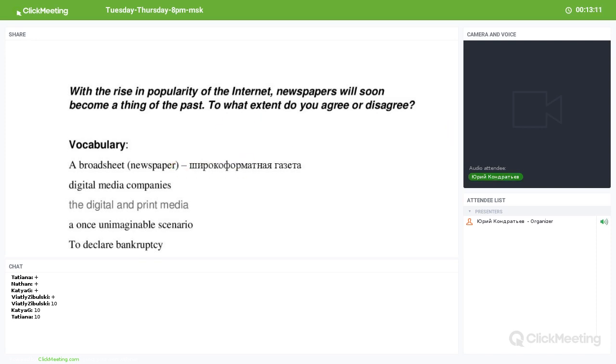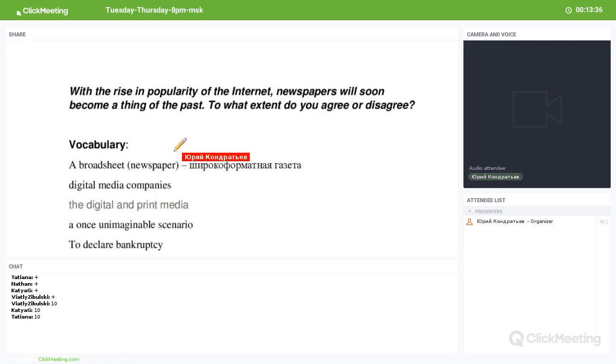Okay, so there is a synonym for a newspaper. To avoid saying newspaper, newspaper, newspaper, you can call it a broadsheet. A broadsheet is basically a newspaper, a kind of newspaper, the most widespread type of newspaper. Then, instead of online companies, they can be called digital media companies. And a synonym for newspaper companies would be print media. So there is digital and print media.